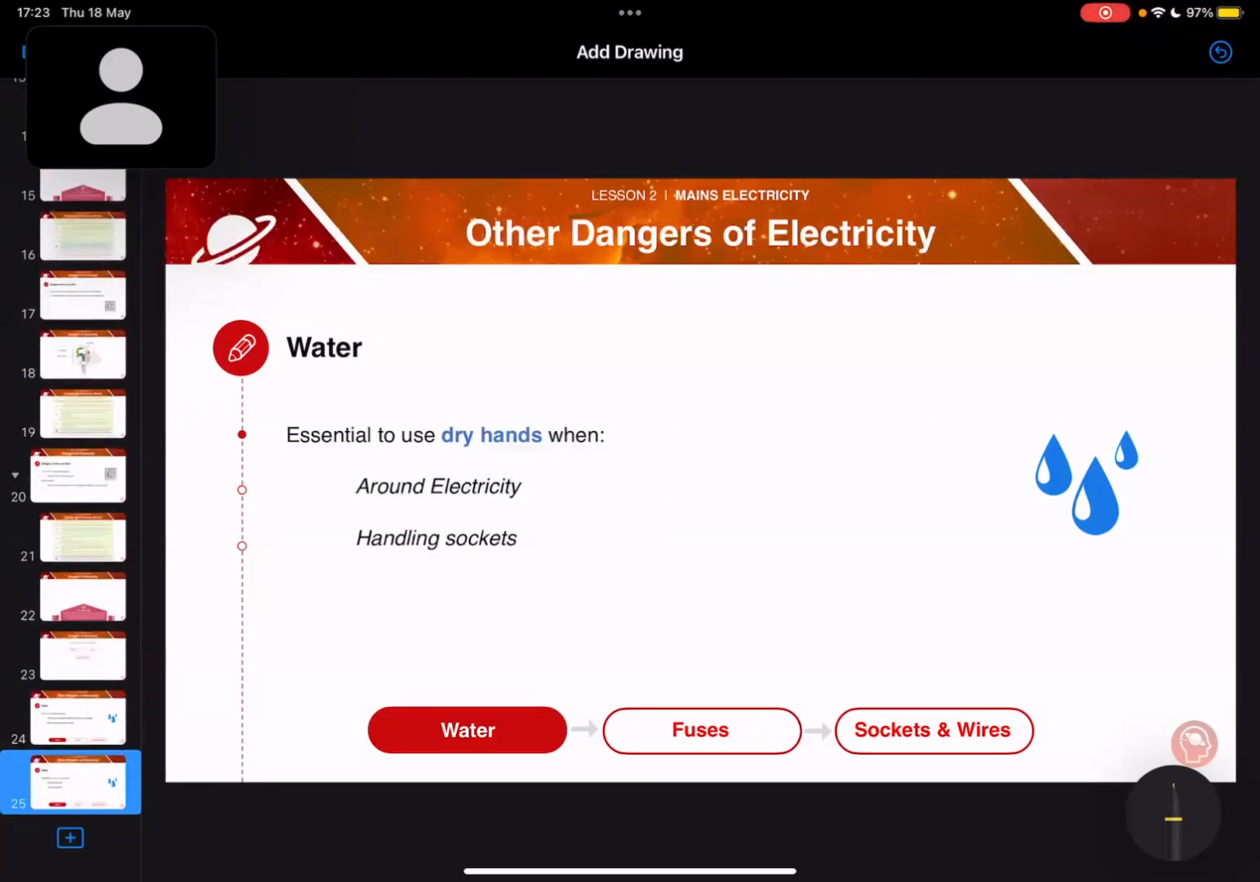Okay. So it's really, really important, actually, scientifically, to use dry hands when you're operating any appliances or touching any sockets, because that water that is going to be on your hand can conduct electricity and then to your body, and then down to the earth. So you'll be completing that circuit. Okay, so really important also in real life.